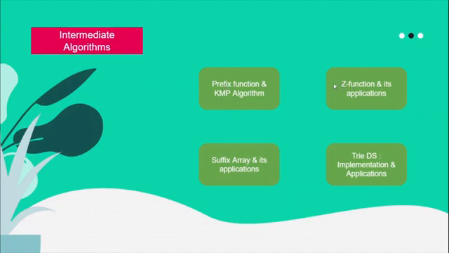Basically, if the prefix and z function applications are the same, then why do we need to learn two different things? The definition differs, the implementation differs, but the applications are almost identical. So we'll be learning prefix function and KMP algorithm and their application, z function and its implementation and application. Then we'll be going on for suffix arrays and their application.